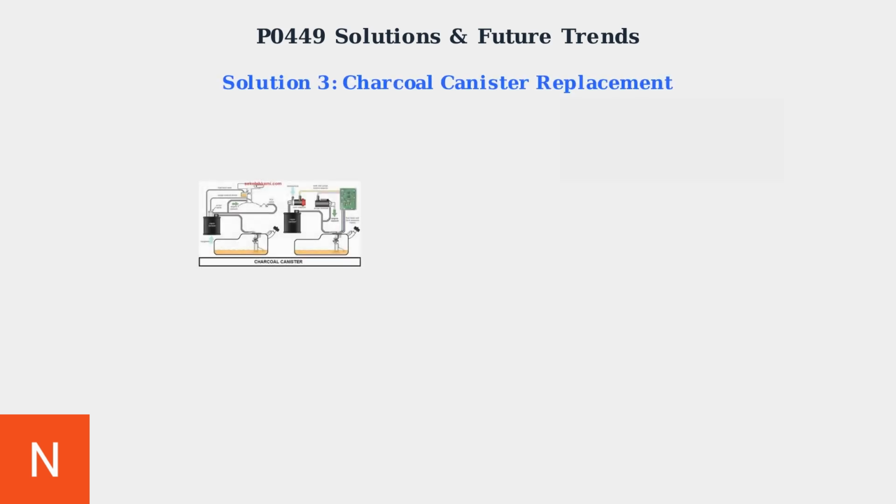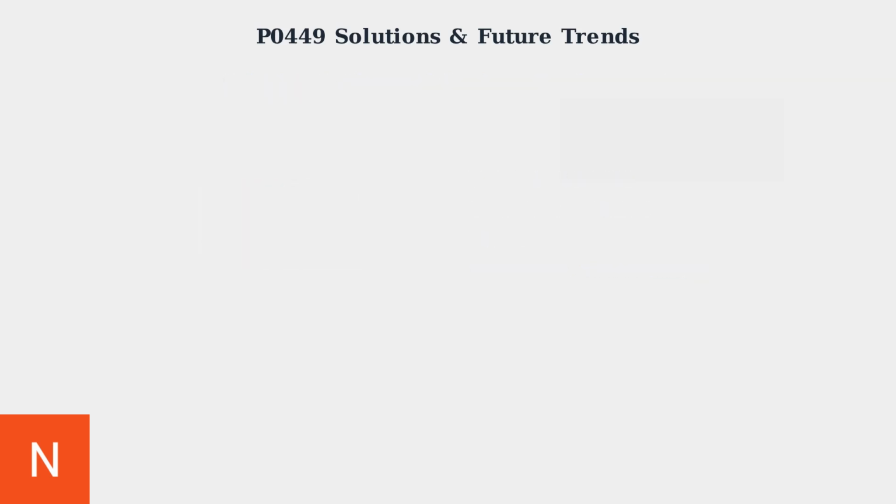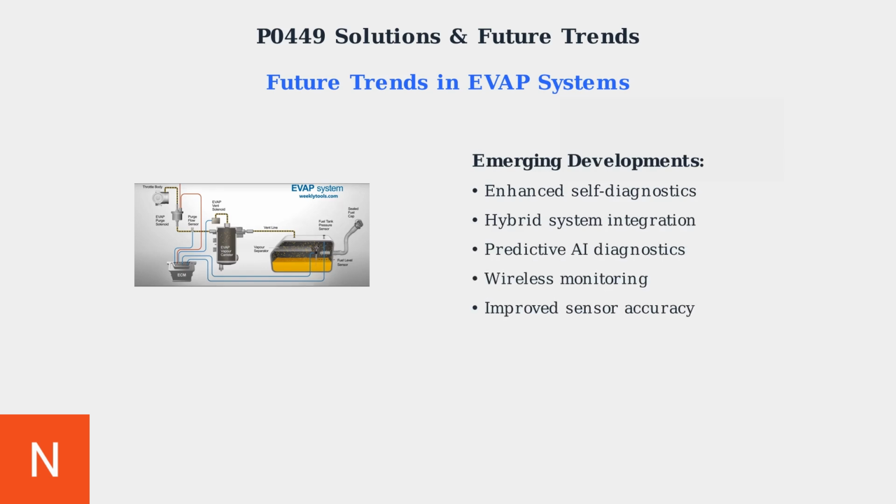Charcoal canister replacement represents 20% of P0449 repairs. This is typically more expensive, with parts costing $150 to $400 and labor adding another $200 to $400 due to the complexity of access. Looking toward the future, EVAP systems are becoming increasingly sophisticated.